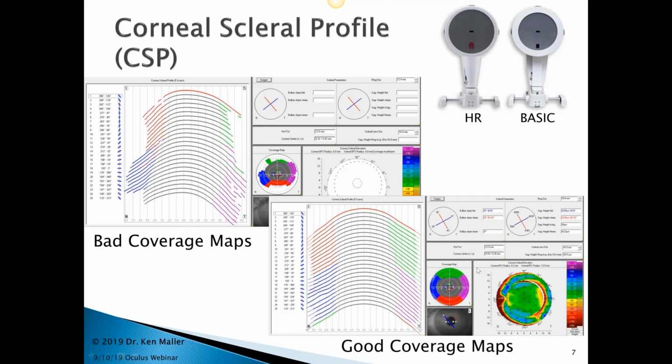The bottom portion over here represents one of my more current captures, and it's a good capture map, and you can see it's very, very full and robust. I'm not really missing a lot of data whatsoever, and you can see the coverage map does indicate that I was able to get very, very good data, and as a result, we can then see all the reference elevation data both on the cornea and the sclera.